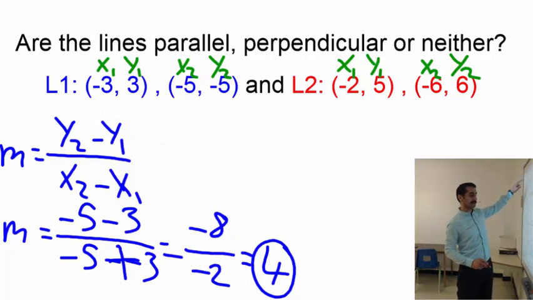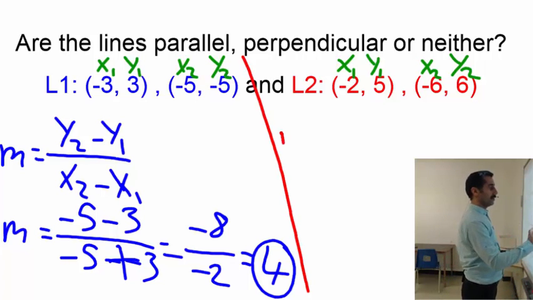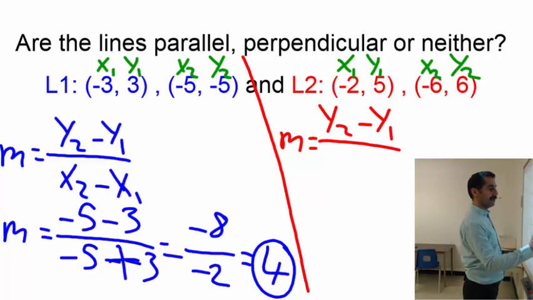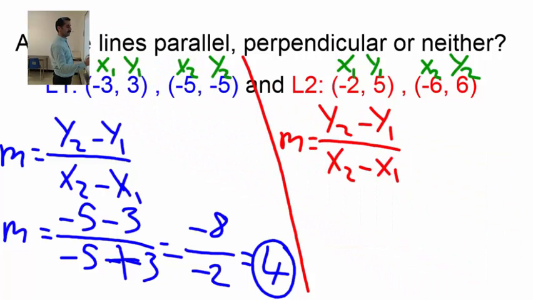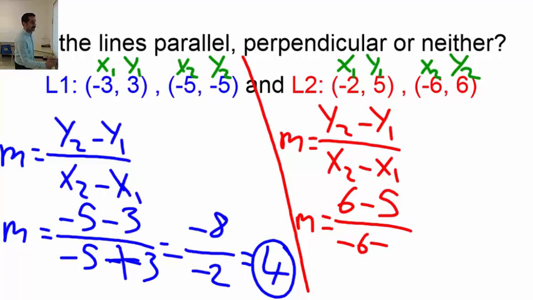And let's calculate the other one. Slope equals y2 minus y1 over x2 minus x1. That would be y2 is 6 minus y1 is 5, and x2 is minus 6 minus x1 is minus 2. If you like, write it down in a bracket, but use the calculator.